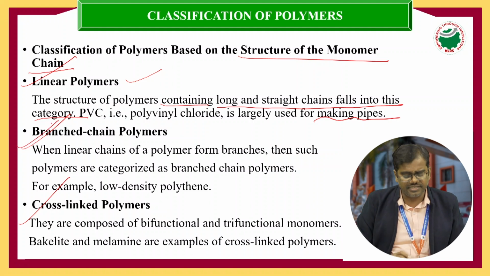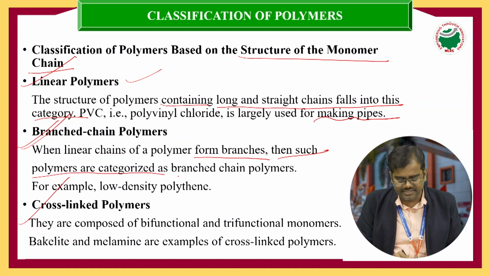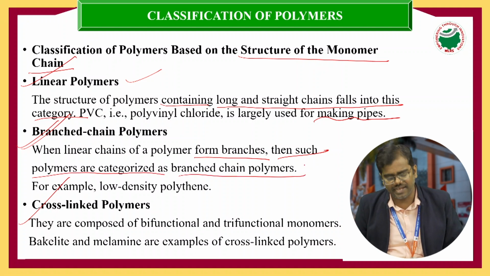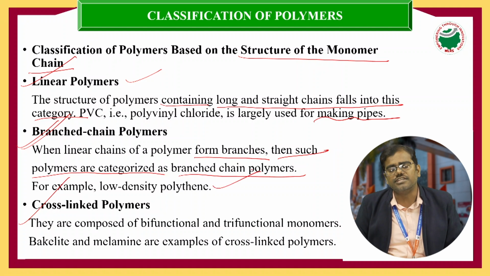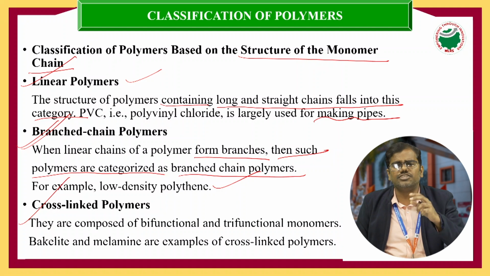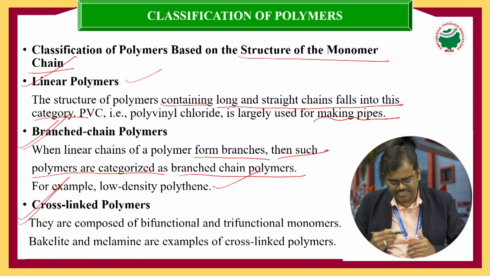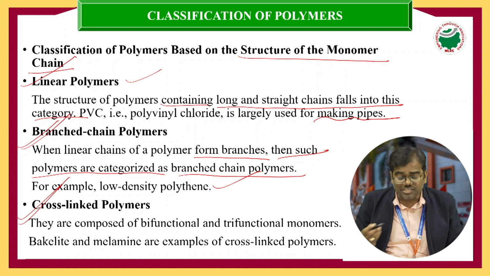Second one, branched side chain polymers. When linear chains of polymer form branches, such polymers are categorized as branched side chain polymers. The best example for this is low density polyethylene. There are two categories of polyethylene, high density polyethylene and low density polyethylene, based on the molecular weight of the polyethylene. Third one is cross-linked polymers. Cross linkages, for example, what is that? Bakelite resin. Bakelite resin is a cross-linked polymer, the best example for this.